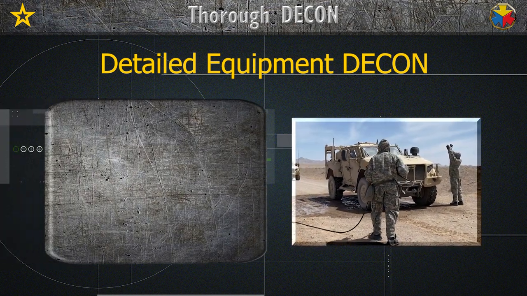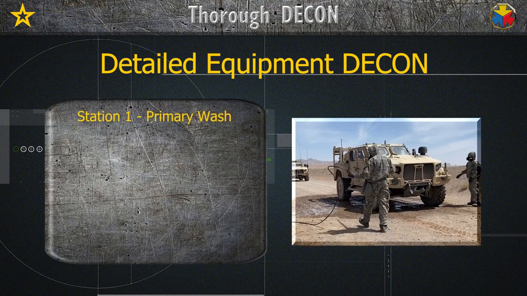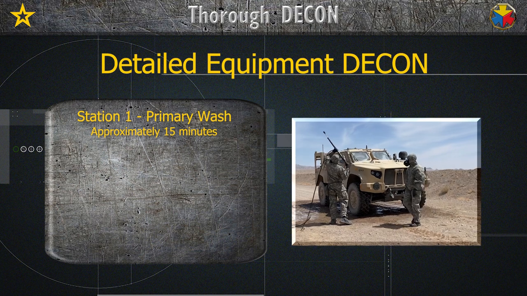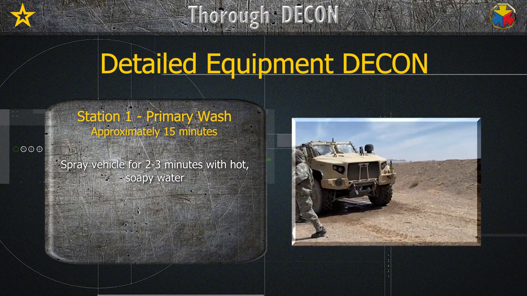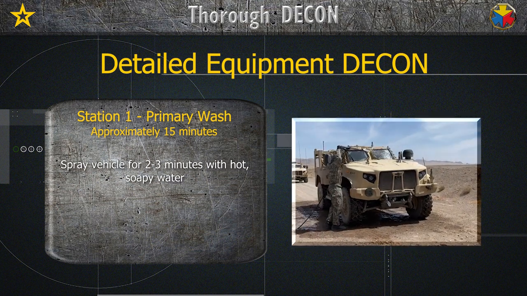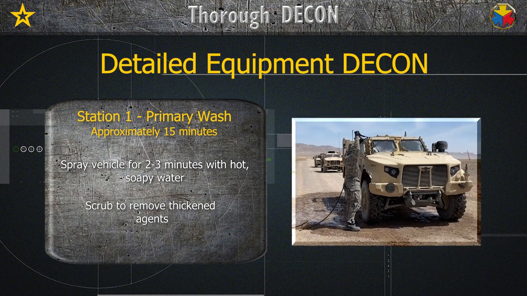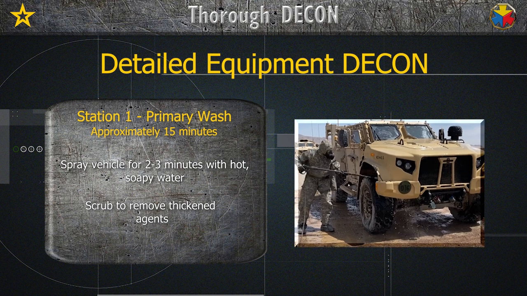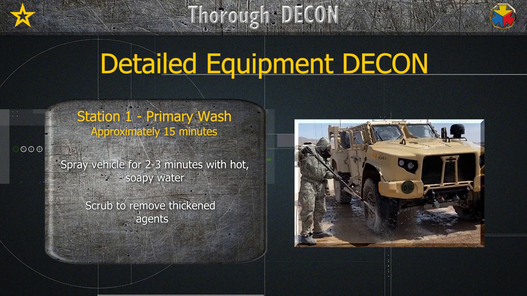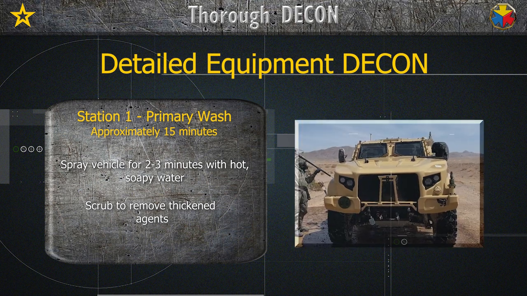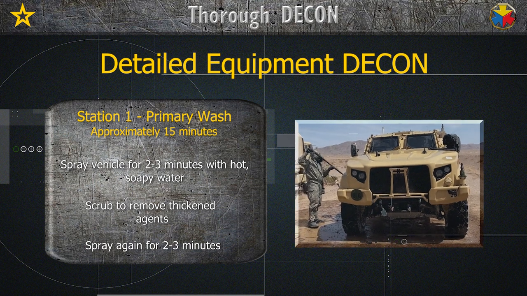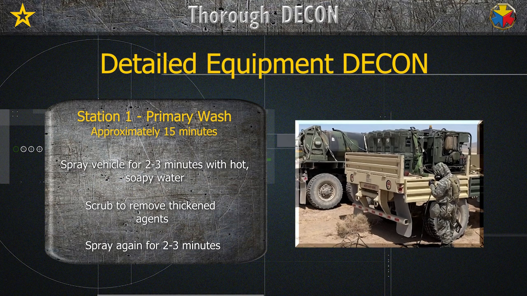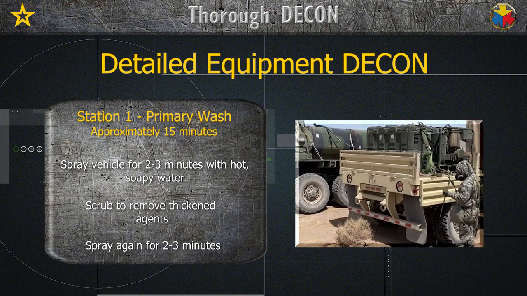At station 1, primary wash is conducted, removing gross contamination from the vehicle. This station takes approximately 15 minutes and involves spraying the vehicle for 2 to 3 minutes with hot soapy water and scrubbing to remove thickened chemical agents. Although the undersurfaces are difficult to reach, try to remove as much dirt as possible. After scrubbing the vehicle, spray it again for 2 to 3 minutes to remove loosened dirt and contamination. This station uses about 250 gallons of water per vehicle.